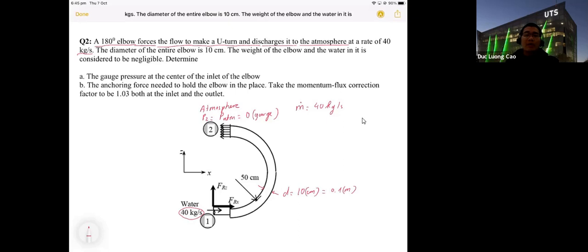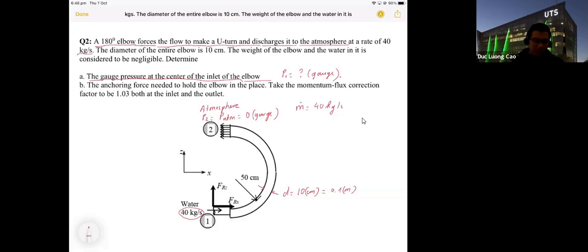The width of the elbow and water in it, you can ignore the width. You find, question A, the gauge pressure at the center of the inlet of the elbow. This means you find gauge pressure P1. And B is the actuating force needed to hold the elbow in place. Take the momentum flux correction factor to be 1.03.